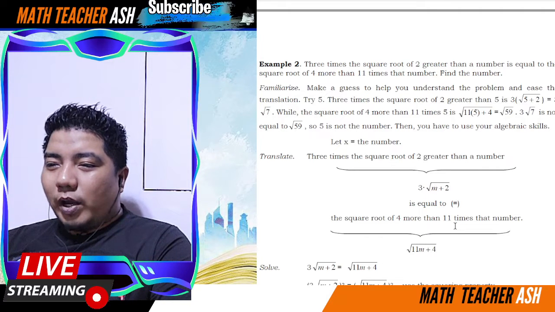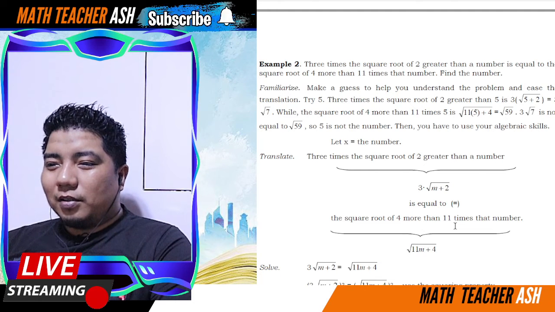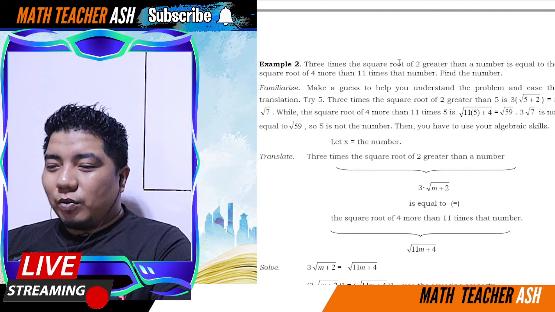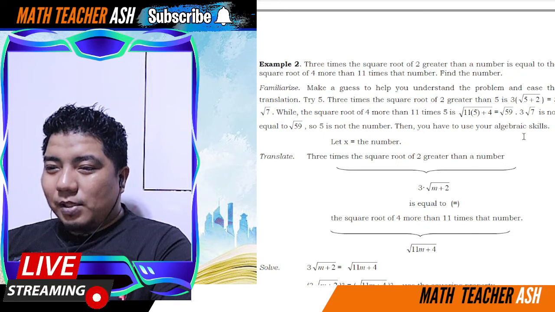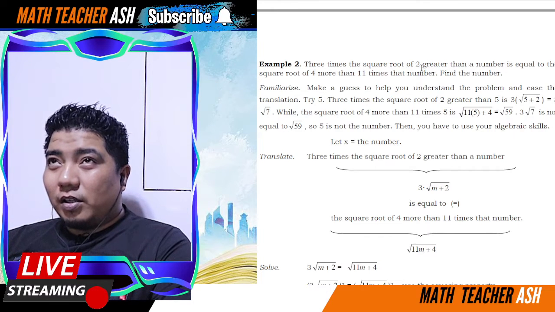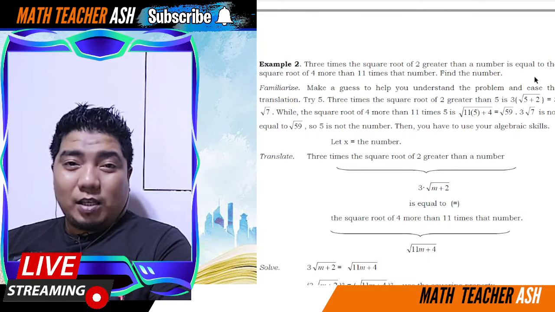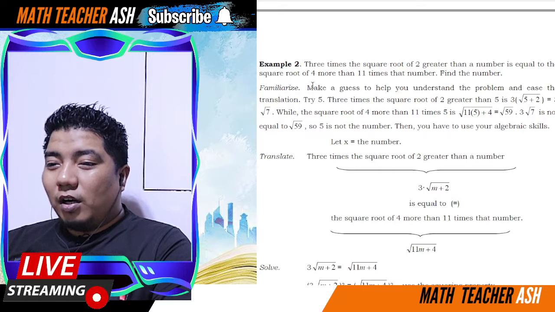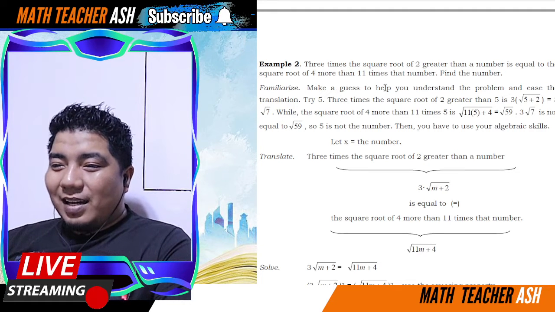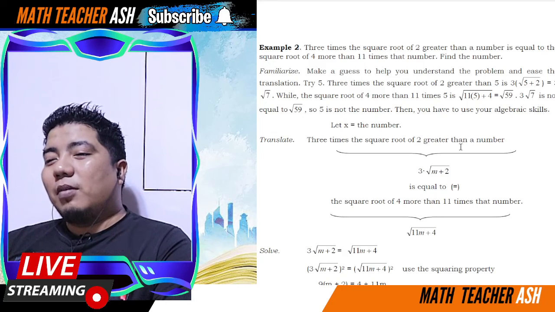3 times the square root of 2 greater than a number. Okay? 3 times the square root of 2 greater than a number. So, 2 plus or greater. So, x plus 2. Ganon. Okay, that is equal to the square root of 4 more than 11 times the number. So, 11x plus 4. Okay, ganon lang kadali, my dear math learners.